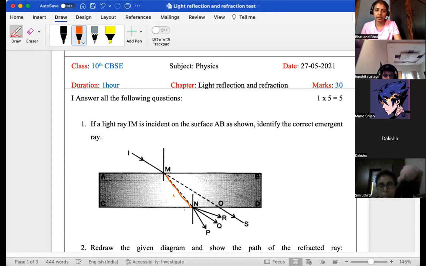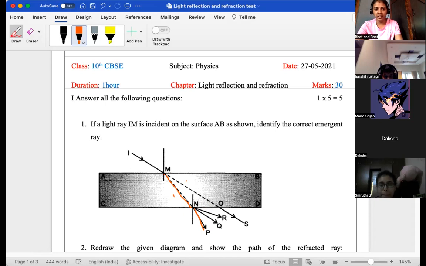This MN is correct, okay? After MN, it will again get refracted, right? Again, refraction is taking place. So when there is again refraction taking place, it should move away from the normal again. But here, if you consider NP, then that is not going away from the normal. It is following the path of MN. That is, there is no refraction at all, right? So it should be NQ.